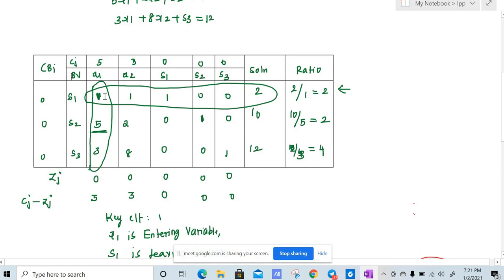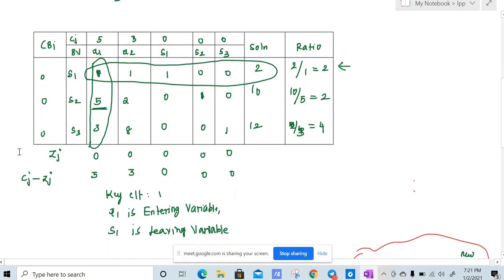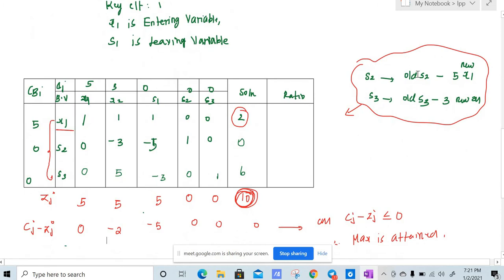So there will be 5 minus 5 into 1, 3 minus 3 into 1. If you do that iteration, you can see old s2 minus 5 times x1. This is what I explained in the previous video. We have transformed this to be equal to 0, this to be equal to 0, and in that process this turns out to be some other values.